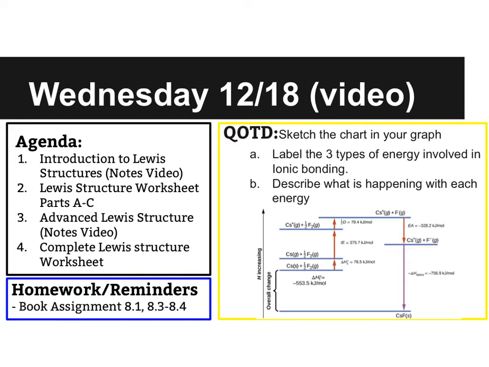Okay, you guys. So yesterday in the ionic bonding recap video, you looked at this energetics diagram and we talked about 3 different types of energy involved in ionic bonding. So the first type of energy happens here, and we can see it's labeled as IE. This is ionization energy.